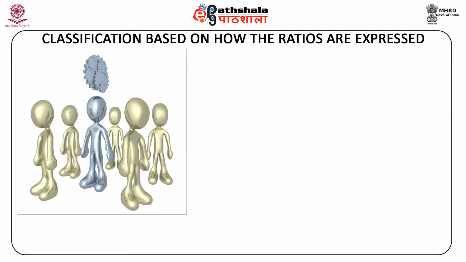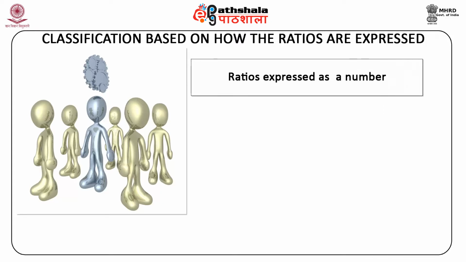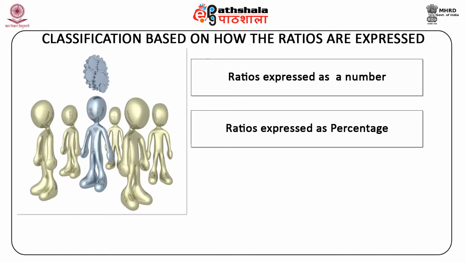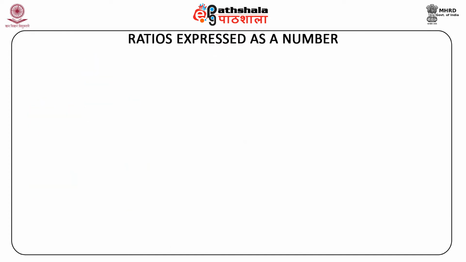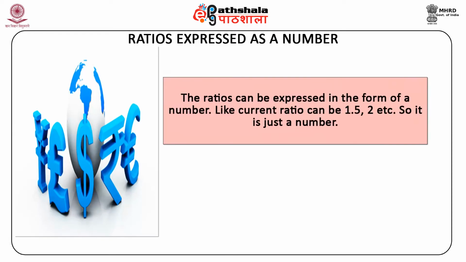Classification based on how the ratios are expressed. Ratios expressed as a number, ratios expressed as percentage, ratios expressed as number of times. Ratios expressed as a number. The ratios can be expressed in the form of a number. Like current ratio can be 1.5, 2, etc. So it is just a number.